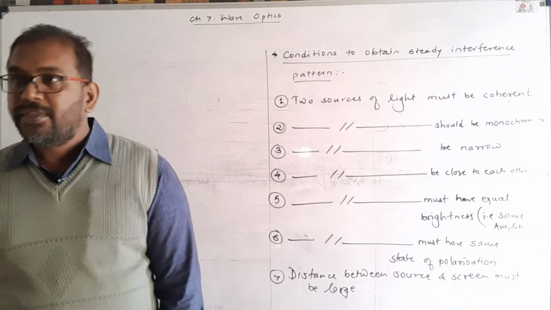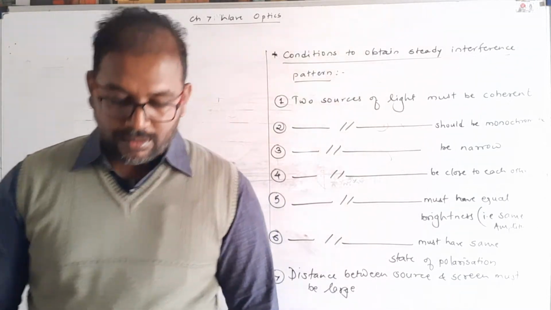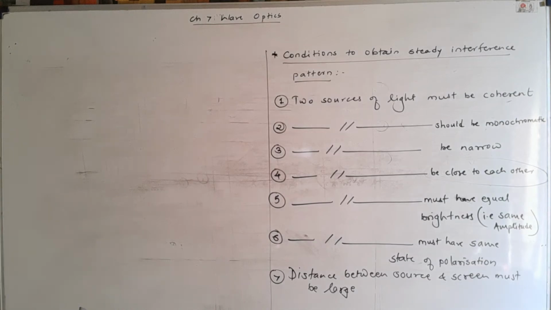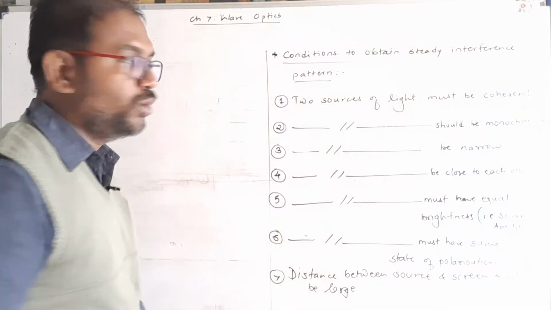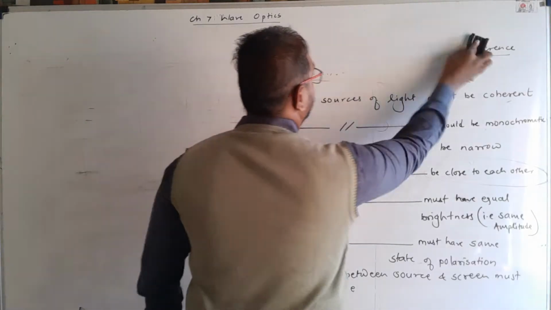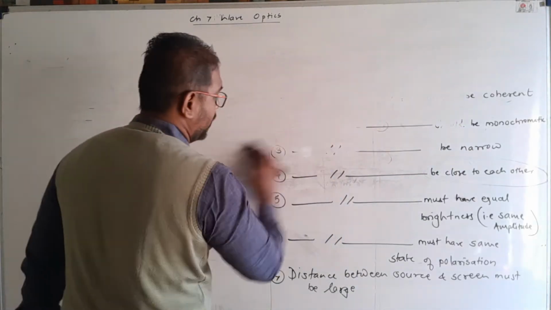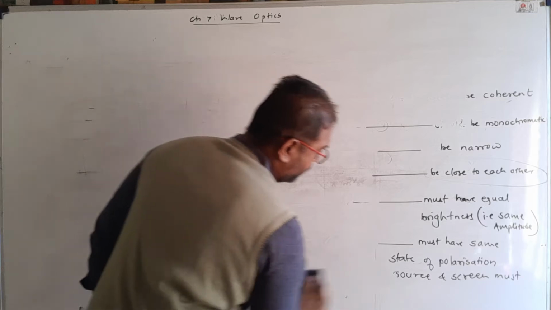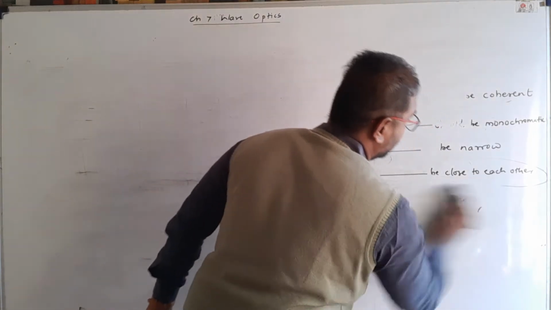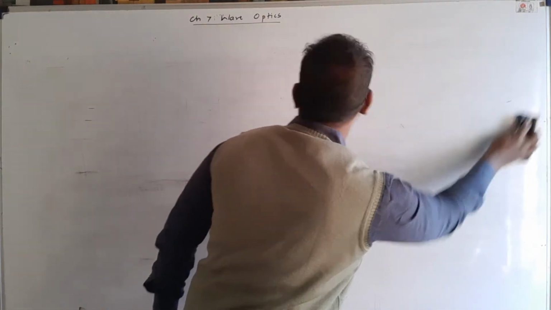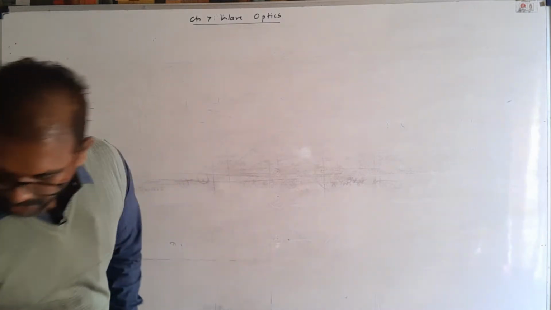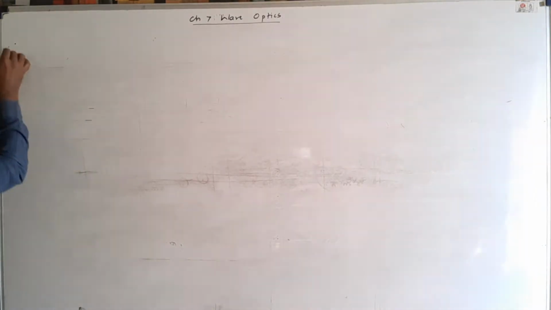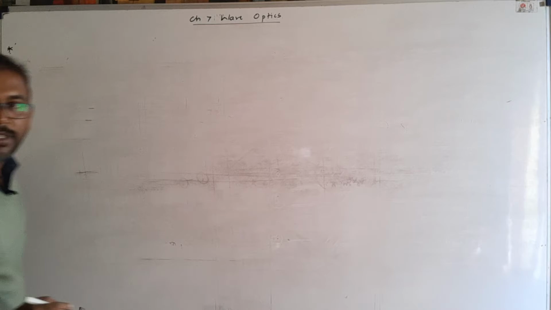Now after these conditions of steady interference pattern, the next article we have to learn is the analytical treatment of interference. Now let me apply analytical treatment and we obtain an expression for the bandwidth. So next one is analytical treatment. I am giving the heading here. I hope this is visible.